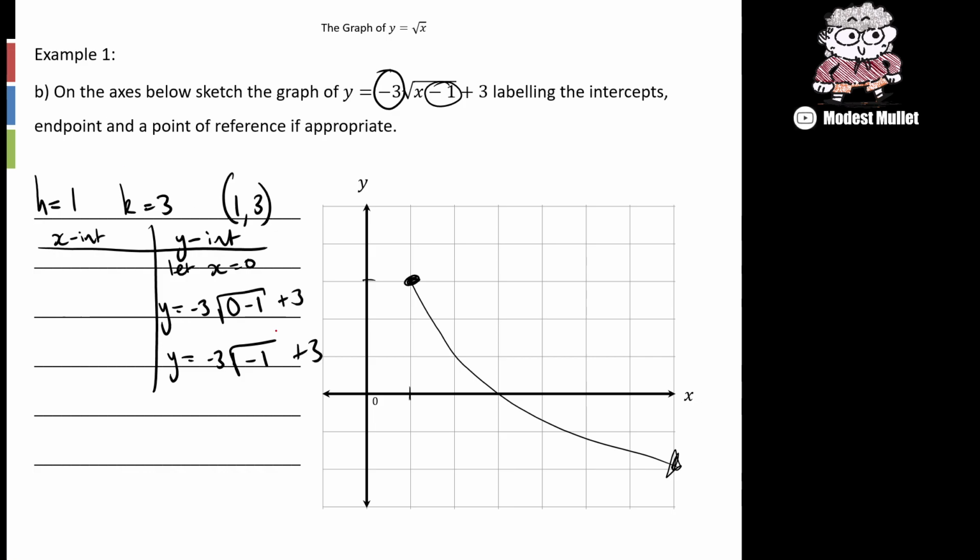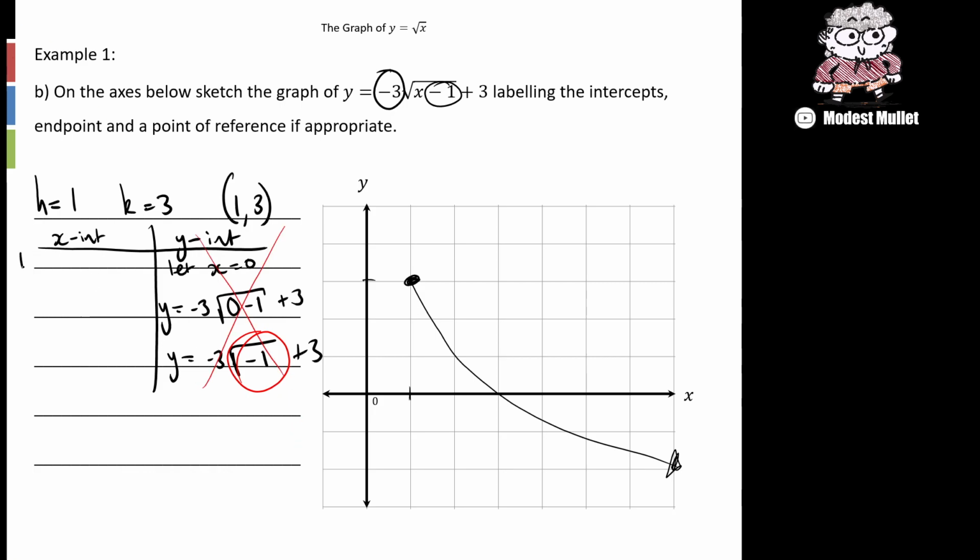And hopefully you're starting to see the issue. Unless we use imaginary numbers, there's no real solution to the square root of -1. So you couldn't go any further. You wouldn't be able to actually figure out what that is, and that's because there's no y-intercept.